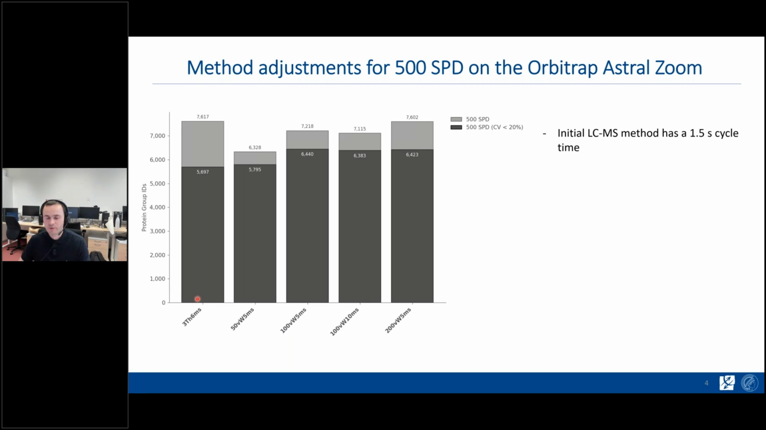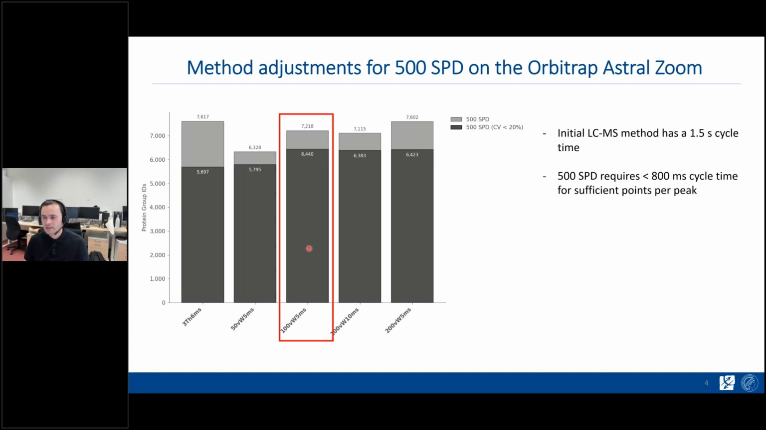That's because the cycle time of 1.5 seconds or even longer in this case is not giving enough data points per LC peak. So ideally we'd have a method that has only around 800 millisecond cycle time. And for this I had a very short method just with 50 windows and 5 milliseconds, which is a bit lacking in IDs due to the lower selectivity of a window. And then I went up all the way to 200 variable windows, and for the sweet spot at around 100 variable windows, I also increased injection time a bit, but unfortunately it didn't get much better.